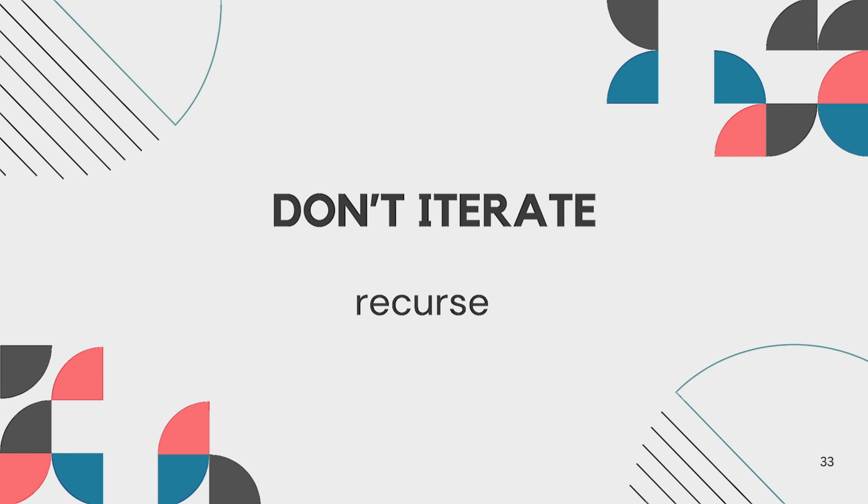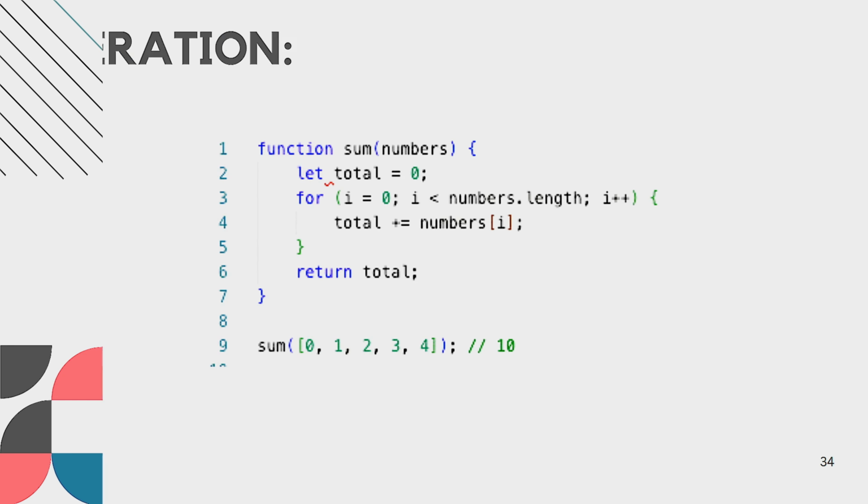So the next functional principle I want to talk about is avoiding iteration, which for me was one of the toughest concepts to grasp when I dived into functional programming. In functional programming, you generally avoid using iteration. Instead, you use recursion to achieve a similar outcome.